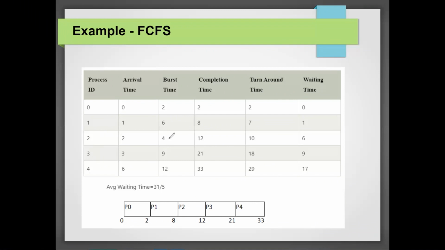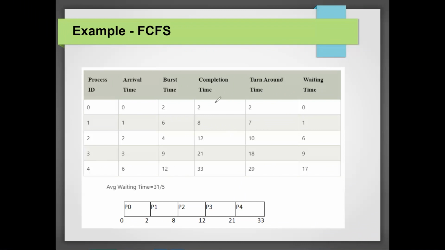The burst time of process P2 is 4, so it executes for 4 units of time, and at time 12, the process P2 completes execution. Next, I have chosen process P3 because the arrival time of P3 is 3. P3 runs for 9 units of time, so at time 21, the process P3 completes execution. Finally, I have process P4, which I scheduled last. The burst time of process P4 is 12, so at time 33, the process P4 completes execution.